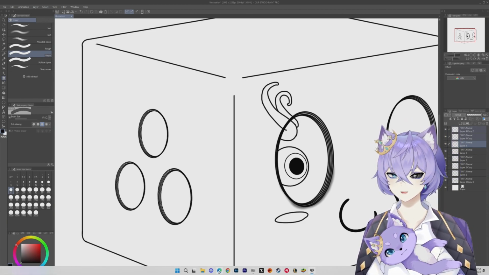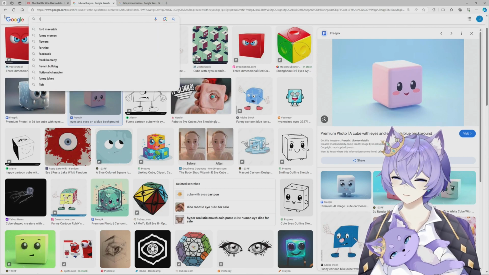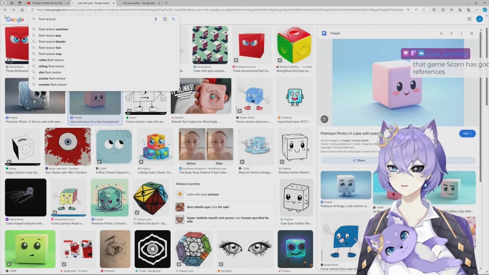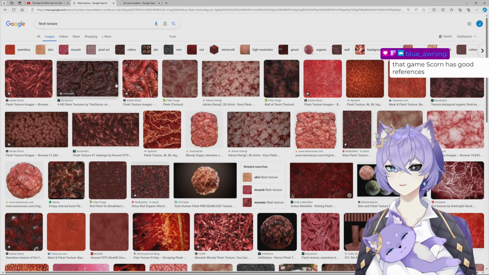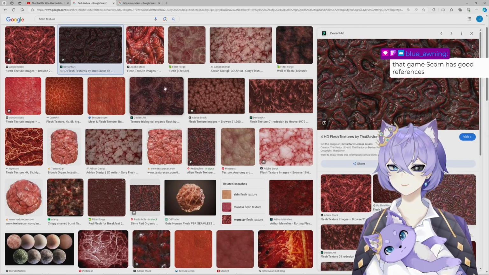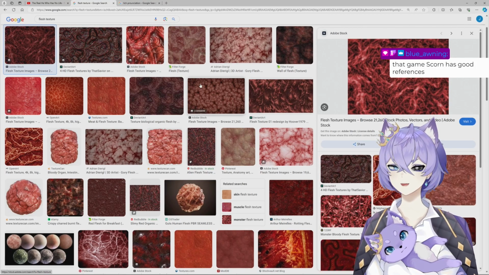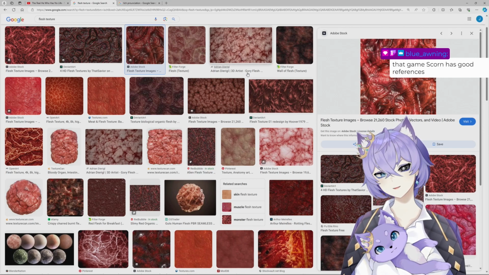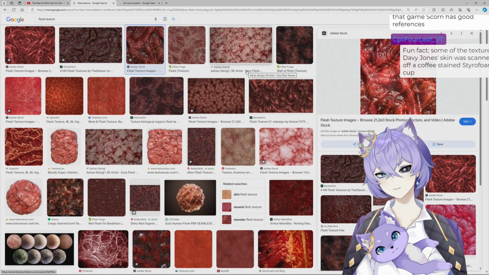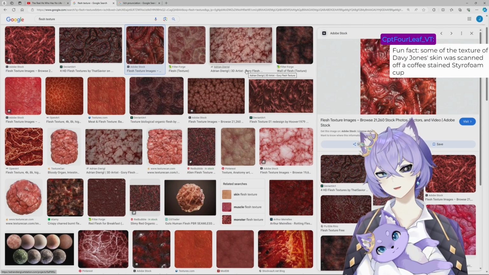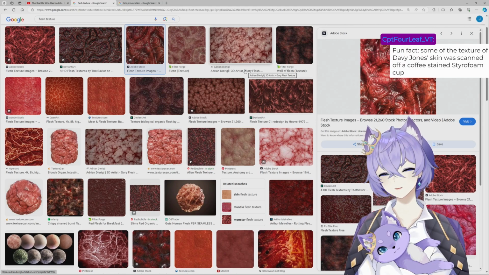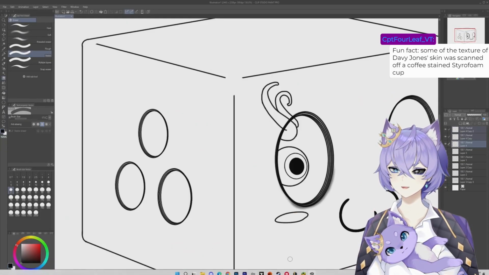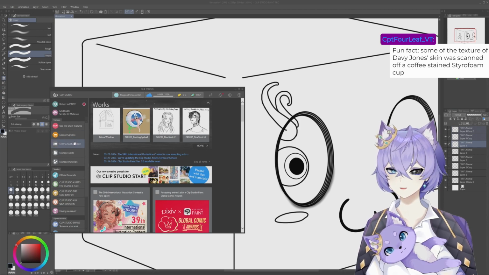I'm about to look up flesh textures. This can't go well. Flesh texture. That game Scorn has good references. That's... yeah. Oh, God. This is going to get real weird. Here's the problem. I don't know how to draw that. Is there a flesh brush? Do I want to look this up?